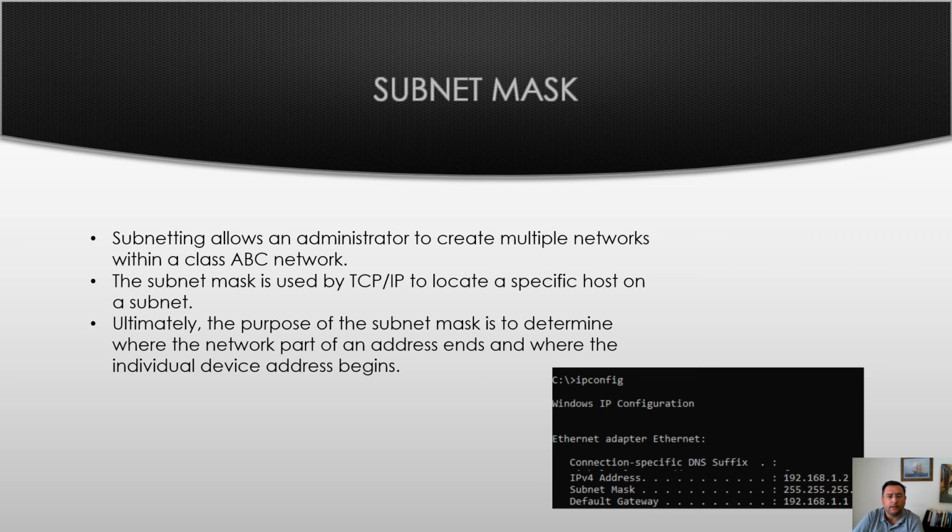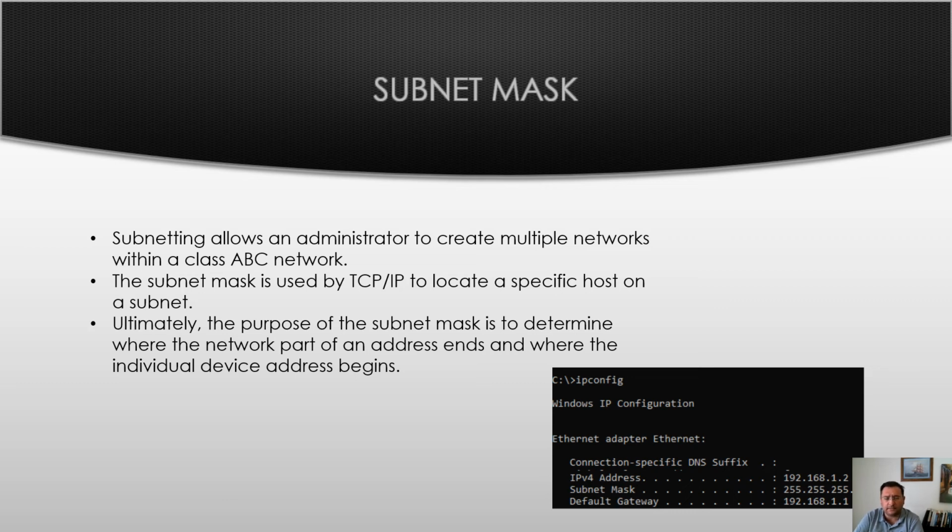And the subnet mask, or subnet masking, allows an administrator to create multiple networks with a class A, B, or C network. So the subnet mask is used by TCP/IP to locate a specific host on a subnet. Ultimately, the purpose of the subnet mask is to determine where the network part of an address ends and where the individual device address begins.